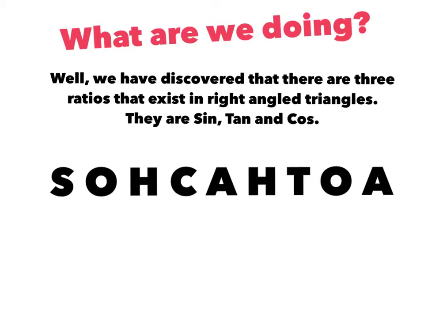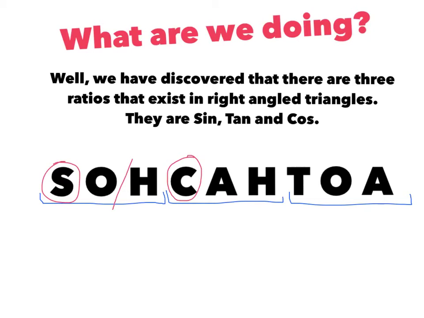Okay, so each part is a different ratio. That's the sine ratio, that's the cos ratio, and that's the tan ratio. Now the sine ratio, or the S, tells me that it's the opposite over the hypotenuse. The next bit is the cosine ratio, and it tells me that it's the adjacent over the hypotenuse. The last one is the tangent ratio, or the tan ratio, and that tells me that it's opposite over adjacent.